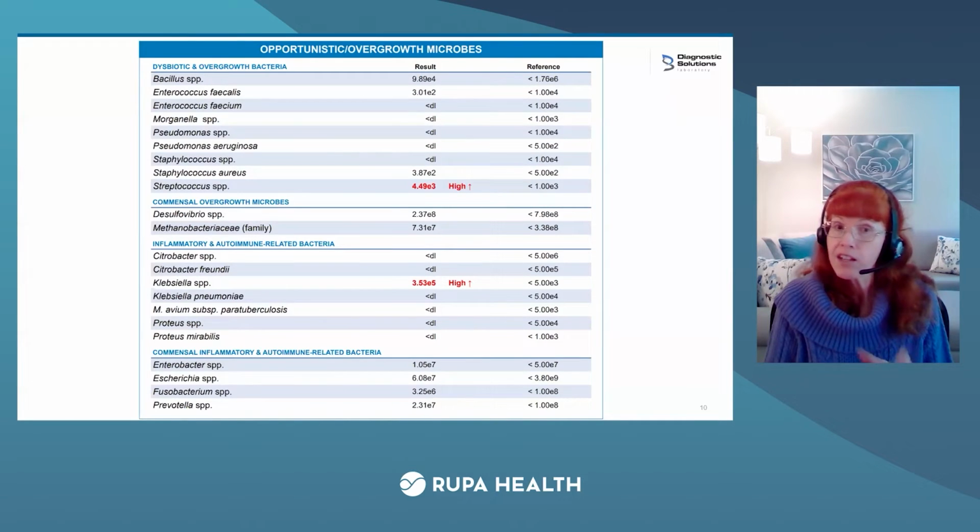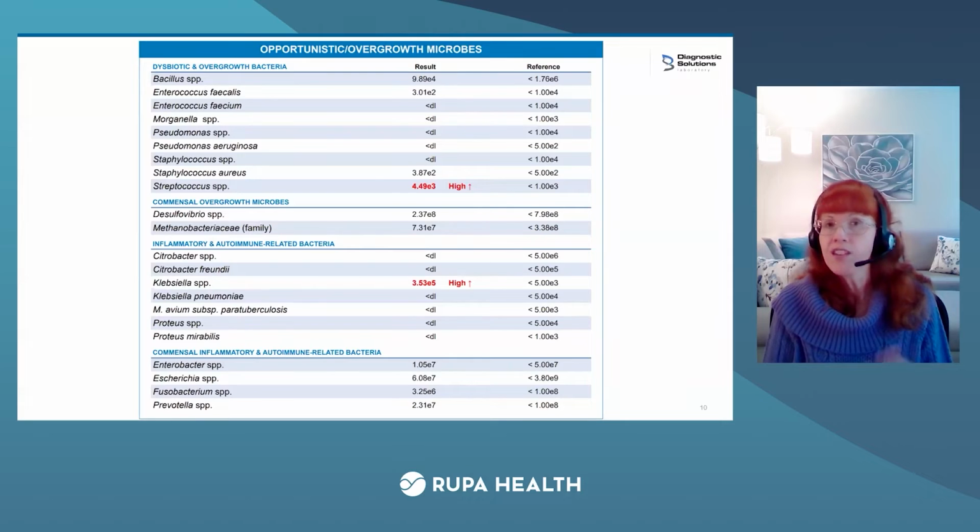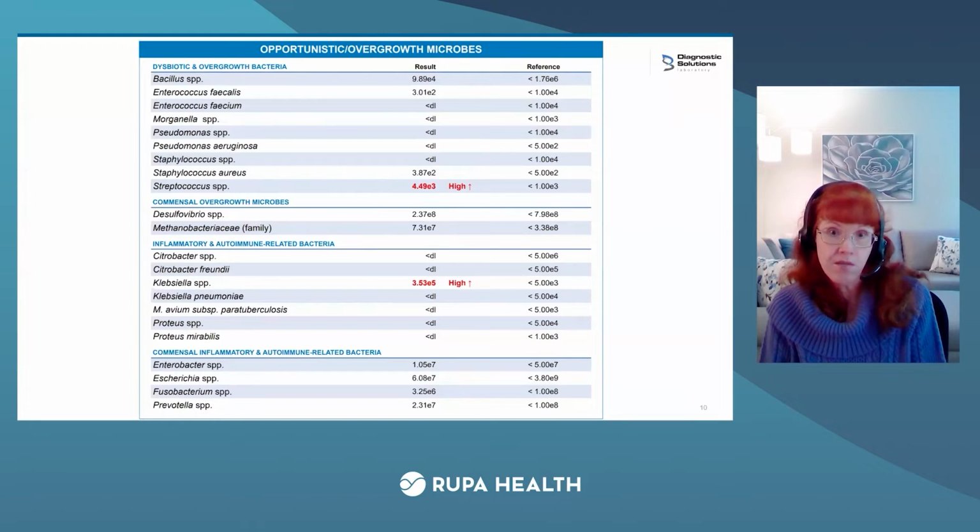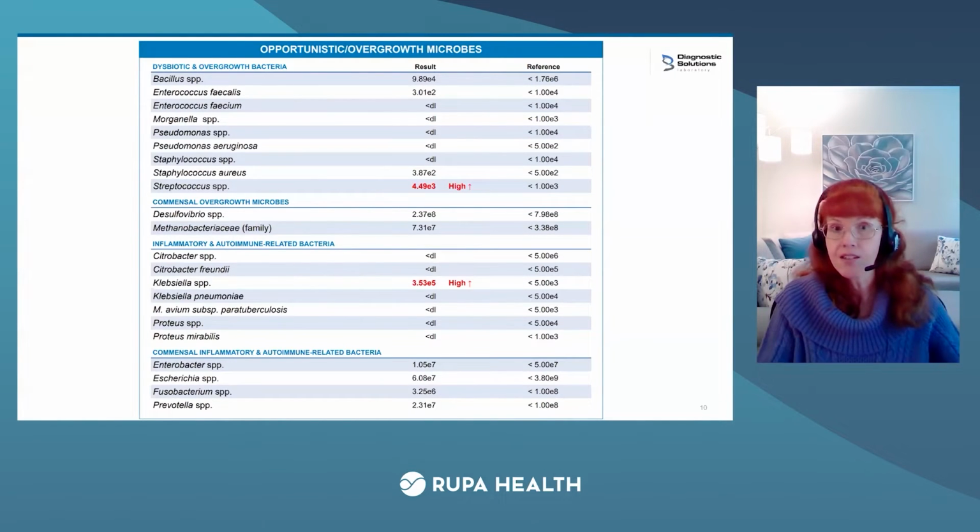Now, Klebsiella can give us some other clues. This one can eat undigested protein. So again, we're thinking, why might there be undigested protein? Is it low stomach acid? Is it low pancreatic enzymes? So we're going to search for those other things on the report.